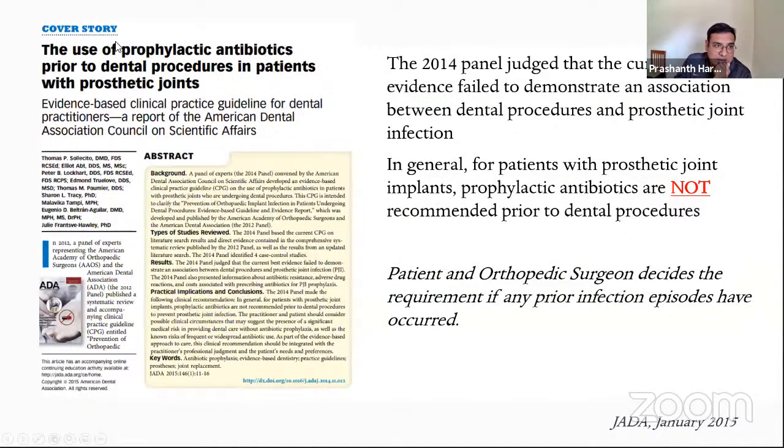So this is another area where the use of prophylactic antibiotics has been debated. In 2015, the position paper from JADA came out saying that no antibiotic is recommended for patients who've had a prosthetic joint replacement. However, the decision to prescribe antibiotics still lies with the orthopedic surgeon and the patient, depending on when the particular surgery was done. So that is the clause that still exists.